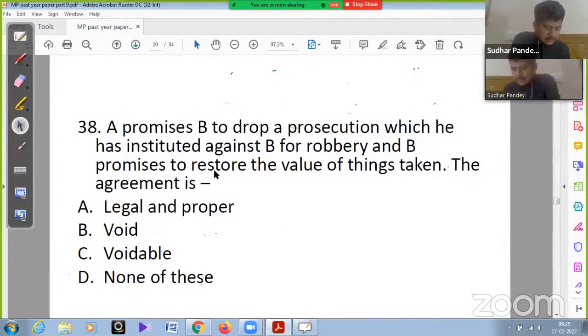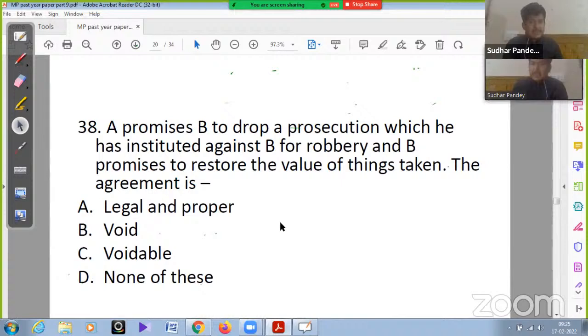Question number 38. Yes, Harshvardhan Gautam ji, 37 B is the correct answer. Ankita Gupta ji, 36 B is the correct answer. 38. A promises to drop a prosecution which he has instituted against B for robbery, and B promises to restore the value of things taken. The agreement is: A, legal and proper; B, void; C, voidable; D, none of these.